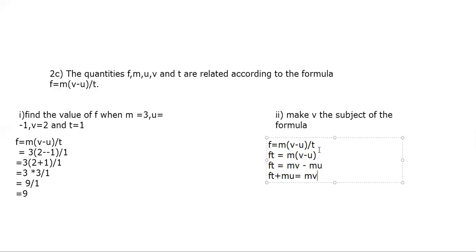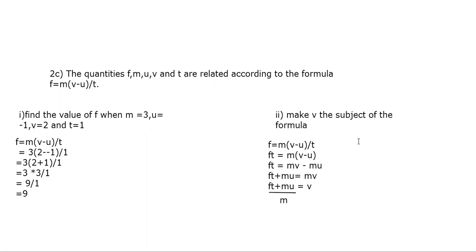Now we want to get rid of this m, because the m is what is multiplied to the v, and we want to make v the subject, don't we? So what we do, we divide by m on both sides. When we divide by m on both sides, we get ft plus mu, divided by m, is equal to v. So that would be the answer, right?